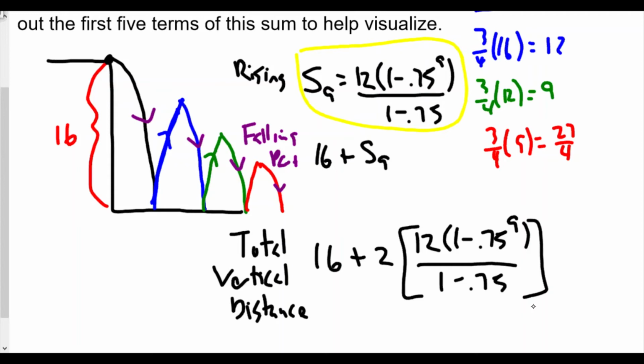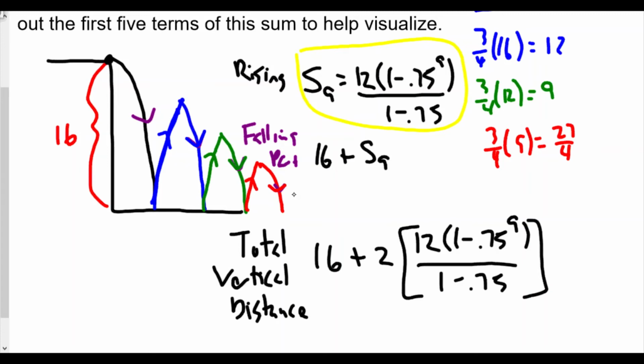Why are we doing twice? Because we see here that after the first bounce, the vertical rise is equal to the vertical fall. So for those 9 times it rises, it will fall the equivalent 9 times the same vertical distance.